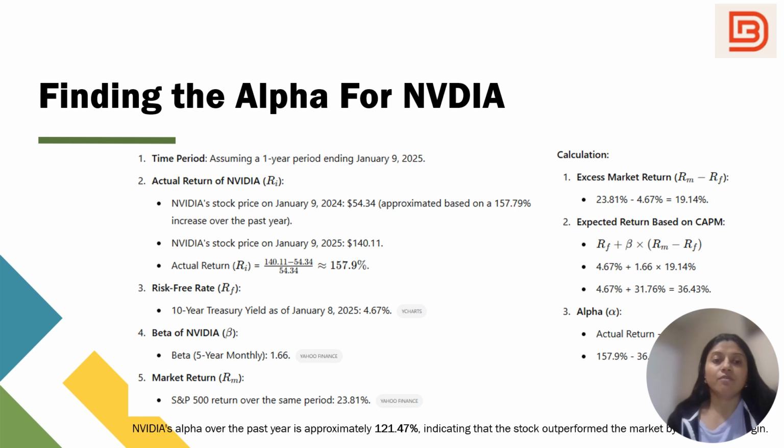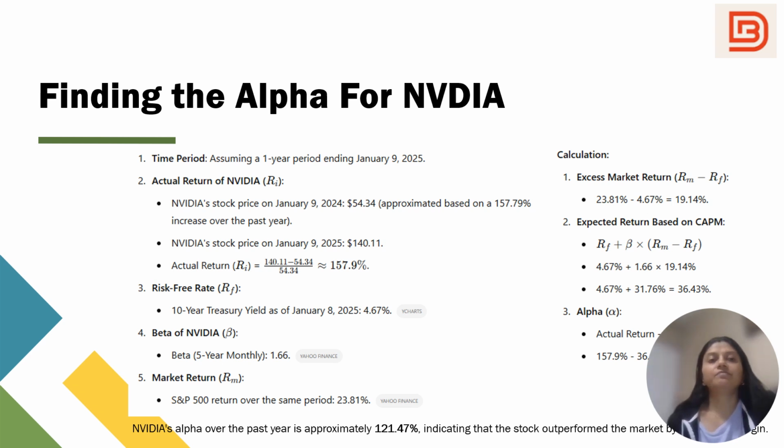Now, once you put these values into the formula, you will get the alpha for NVIDIA, which comes out to be 121.47%, which is a huge value, and it indicates that NVIDIA has outperformed the market by very large.